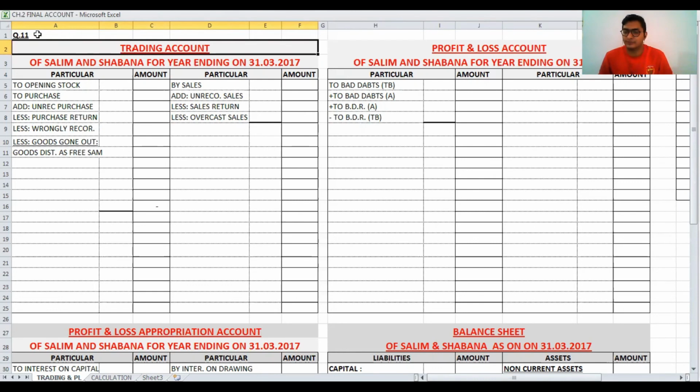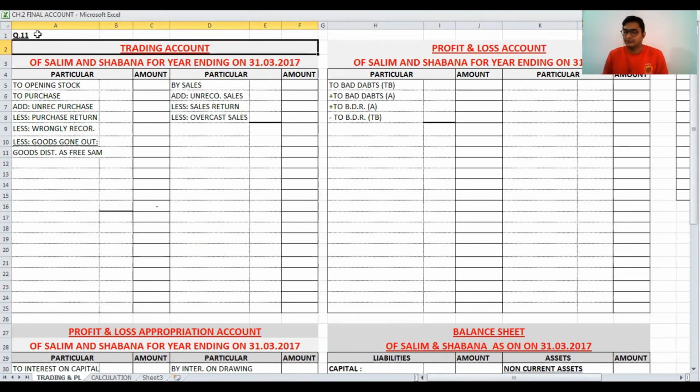Now I am reading this sum, question number 11, from the trial balance and adjustments of a partnership firm. Salim and Sabana prepare final accounts of the partnership firm. There are a total of 6 adjustments given along with the trial balance, and we have to start this sum. First of all, as per adjustment number 1, Salim withdrew 4,000 for personal use.